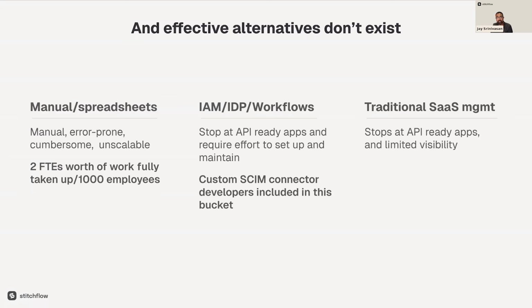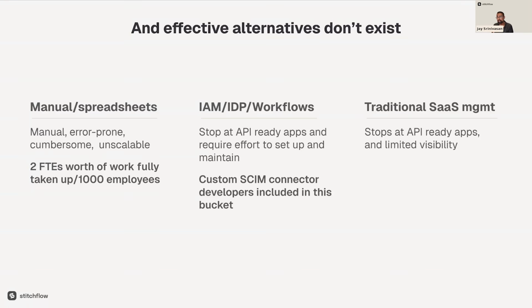We just talked about manual spreadsheet work. The problem is it's manual. It's a ton of work. It's error prone. It's cumbersome, and it's simply not scalable. Either as your company grows or the number of disconnected applications grow, it doesn't scale. Our simple math here is for every 1,000 employees, 2 people in IT full-time job is just dealing with provisioning, deprovisioning, and auditing of disconnected applications. That's just a simple tax that you're going to have to pay. So that's on the manual side.